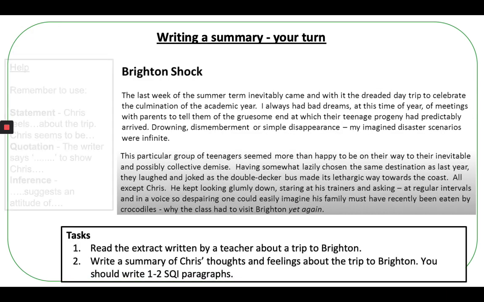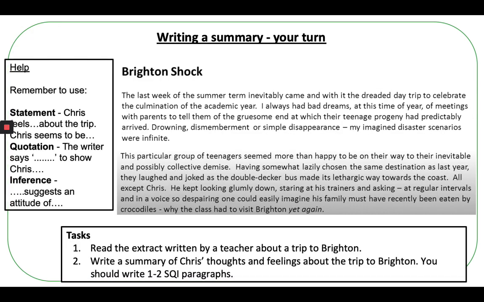And last but not least, this time you'll do this entirely on your own. You've got an article called Brighton Shock. Brighton is a place on the coast. You need to read the extract written by a teacher about a trip to Brighton. Brighton is a seaside town. Then you're going to write a summary of Chris's thoughts, Chris being the teacher, and his feelings about the trip to Brighton. You should write 1 to 2 SQI paragraphs.